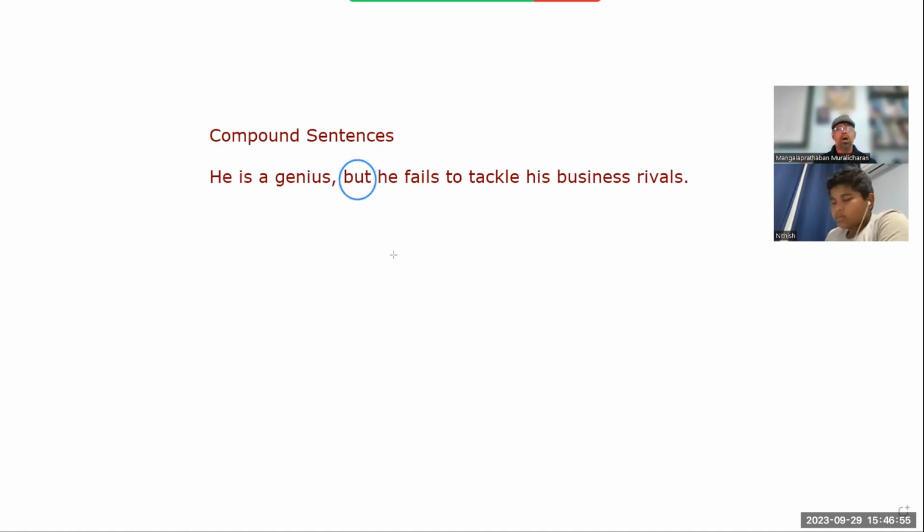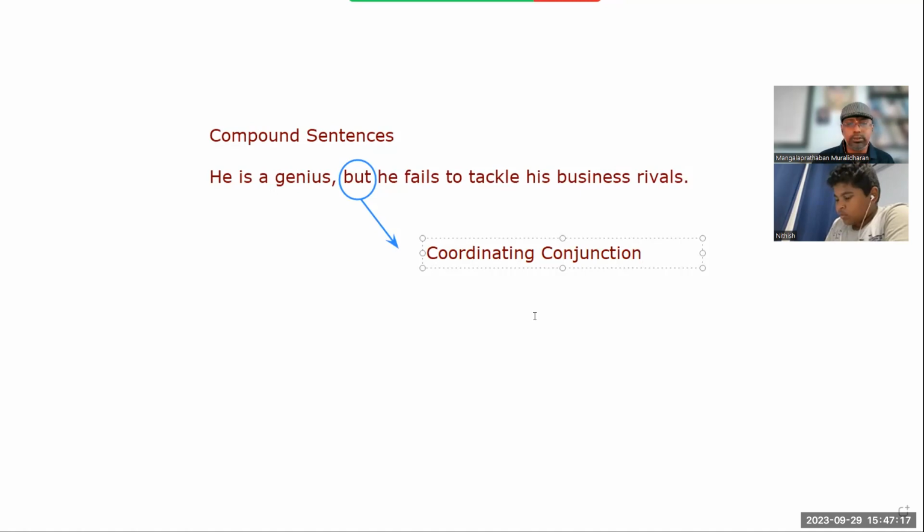Right. Coordinating conjunction. What is this called? This is called... maybe I can put an arrow here, and then I can write: called coordinating conjunction. Coordinating conjunction. All right, okay.